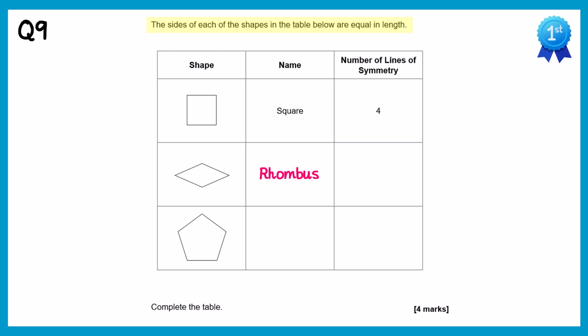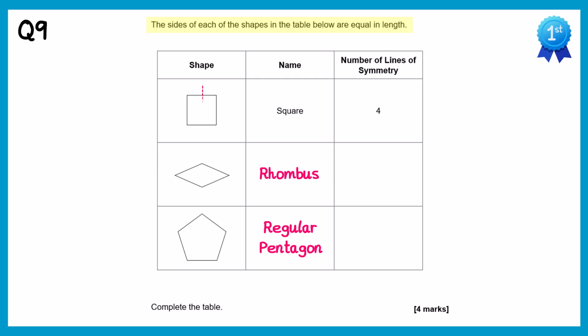The one at the bottom has 5 sides, and they're all the same length, so we would call this a regular pentagon. Next, we need to write in the number of lines of symmetry. We can see for the square they've told us it's 4. A line of symmetry is a line that you can draw over the shape, where if you folded along that line, the shape would match to itself perfectly.